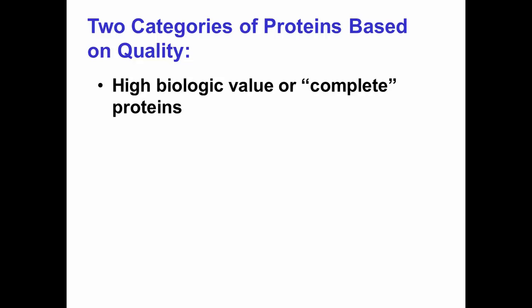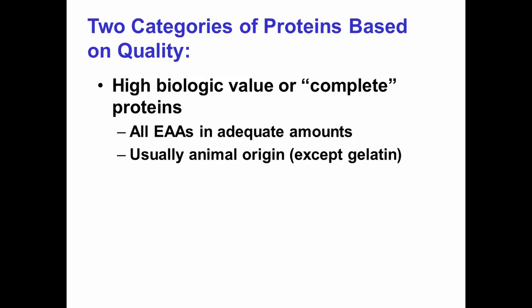Okay, and this is also, I know you remember, the high biologic value, low biologic value concept. So complete proteins, when we say that, it means it's got the full complement of essential amino acids in the correct proportion, right? And these are usually animal in origin, except gelatin is very poor. It's missing, I can't remember which ones it's missing. But there are important exceptions to this, right?